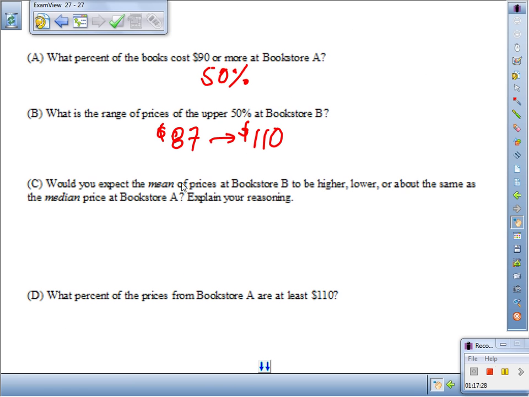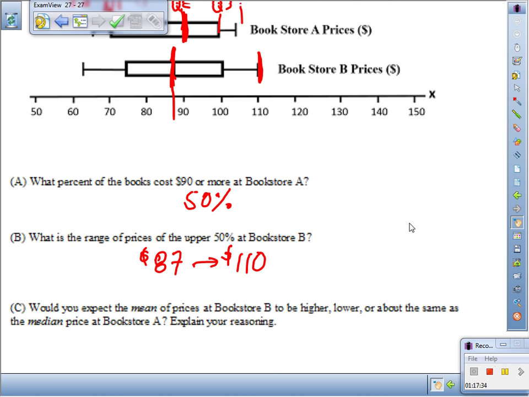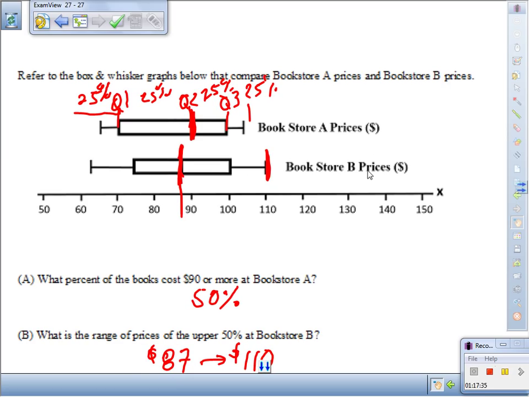Next, would you expect the mean prices of bookstore B to be higher or lower or the same, the mean price of bookstore A? So let's see. Look at this. What would be the mean? Mean would be the average, right? Okay. So look at it. Which one would have a higher or lower average? How can we tell? Can we just take Q1 and Q2 and find the range to see kind of like where we're at?